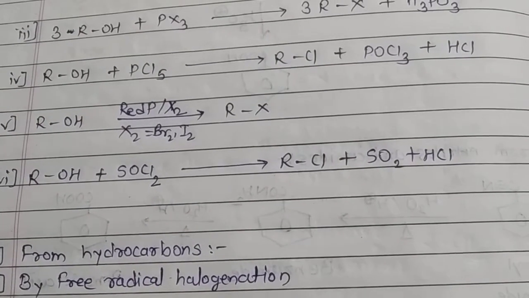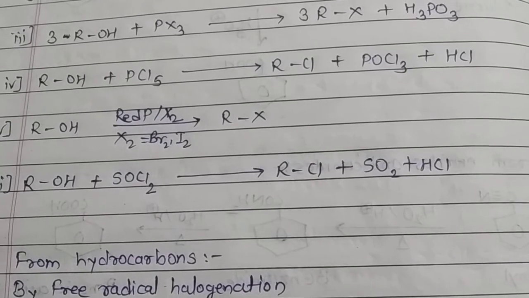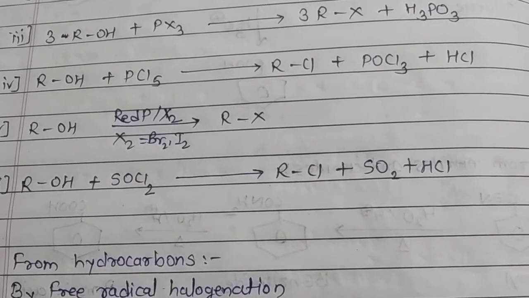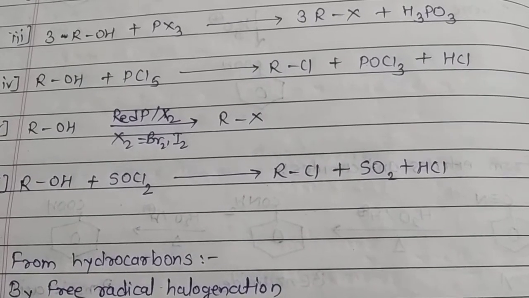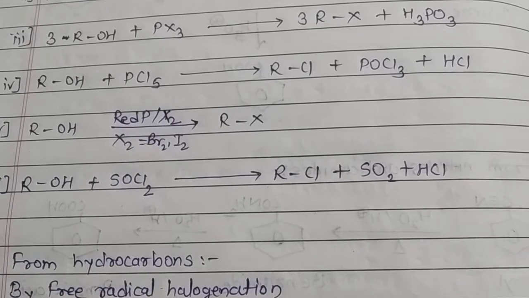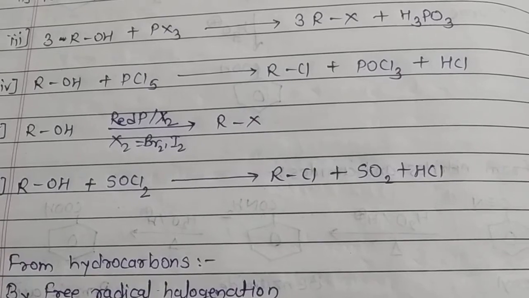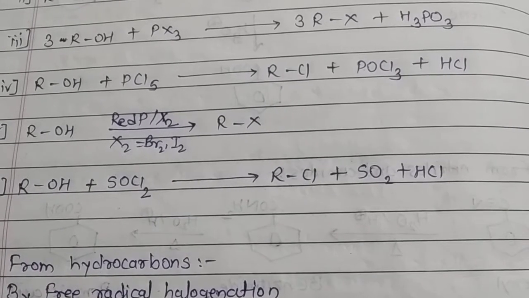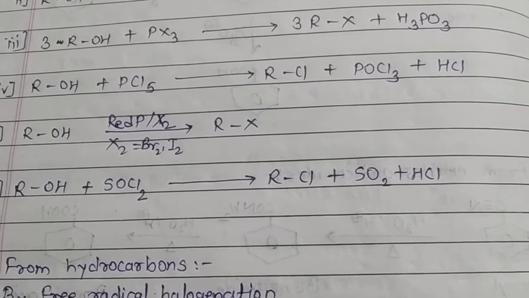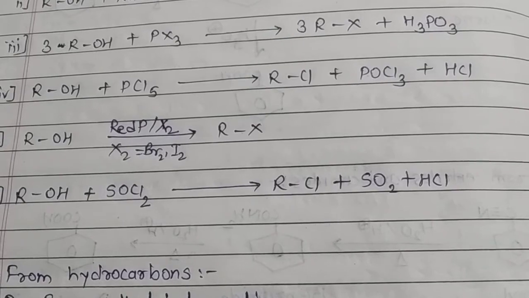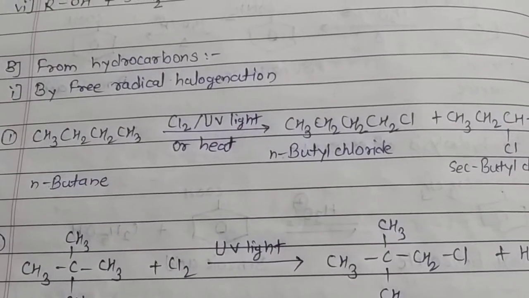And then the last reaction in this category, ROH plus SOCl2. SOCl2 is thionyl chloride. So again this converts OH, which is a bad leaving group, into a good leaving group, and this is the most suitable reaction for preparing alkyl halides. Why? Because 2 byproducts are formed and both are gases. Sulfur dioxide and HCl are both in gas state, so a higher yield of product is obtained when alcohol is treated with thionyl chloride. Then let's see the next method, B, from hydrocarbons.